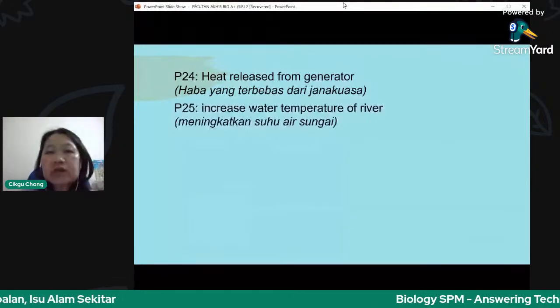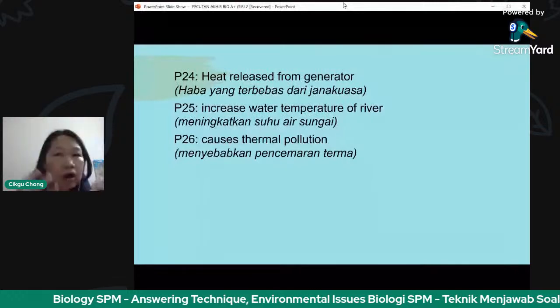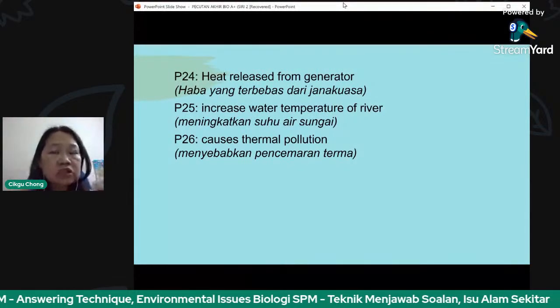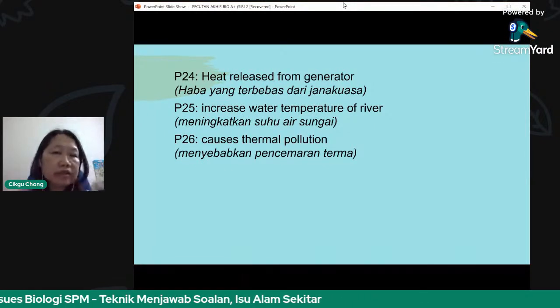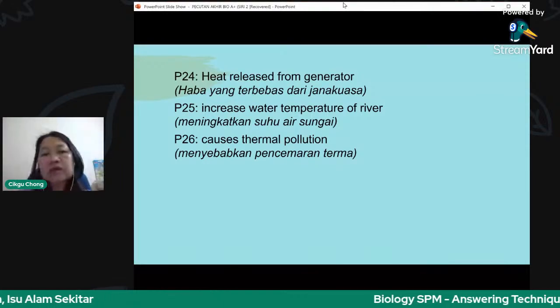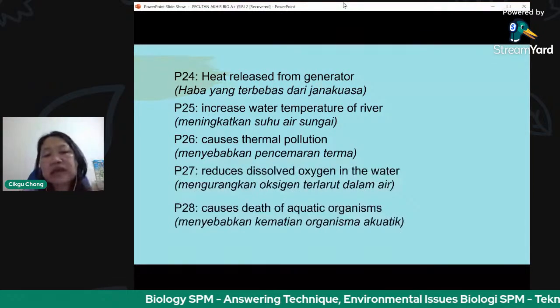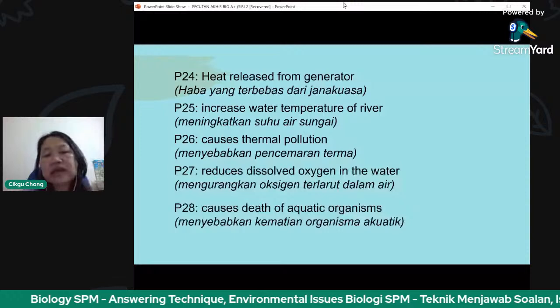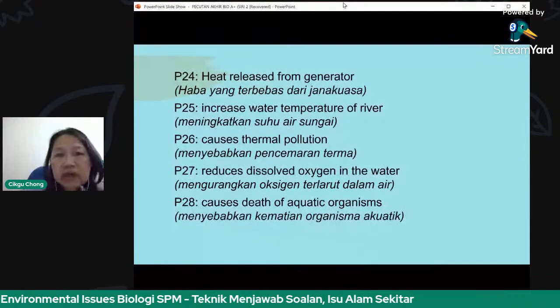So remember, when the water temperature increases, the dissolved oxygen will decrease. When you boil water, the ability of the water to dissolve oxygen becomes less. So hot water will definitely have less oxygen. So this causes thermal pollution, reduces dissolved oxygen in the water, then causes the death of organisms because of less oxygen. It is not so much that the hot water touches the body of the animal; it is more because of the reduced dissolved oxygen in the water.